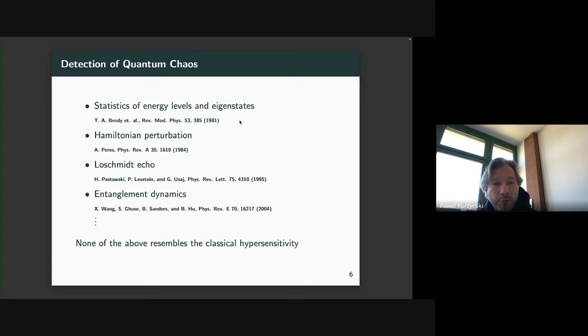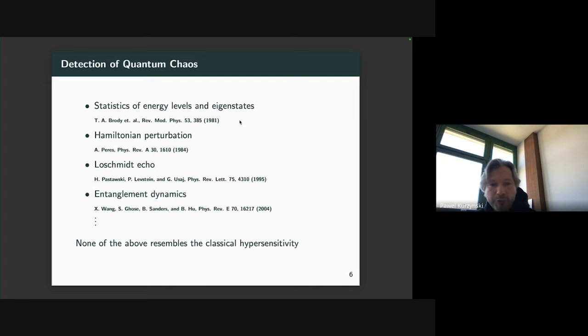So basically what you do, you take your system, you evolve it forward in time, then you disturb it a little bit, and then you evolve it backwards in time, and you see how much this initial state differs from the state evolved forward in time, perturbed and evolved backward in time.